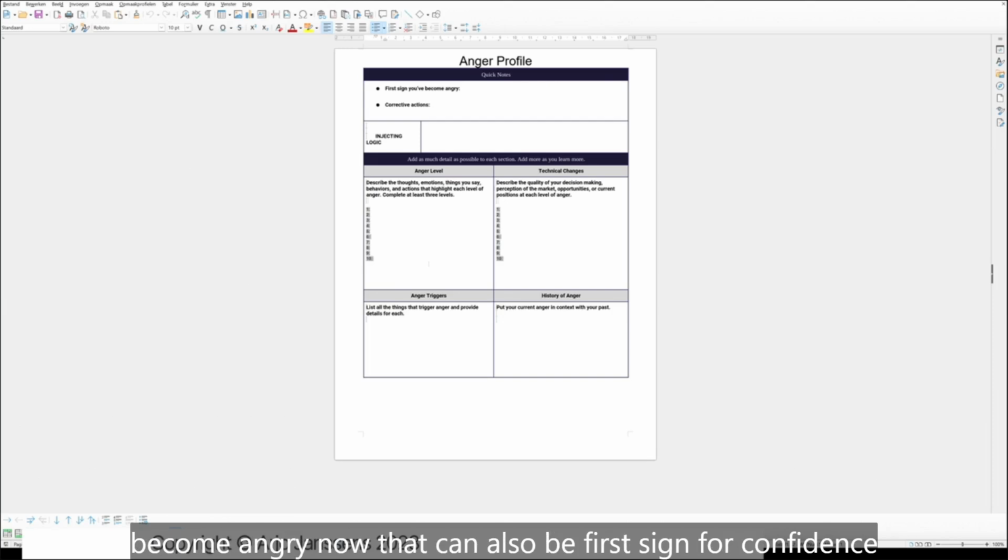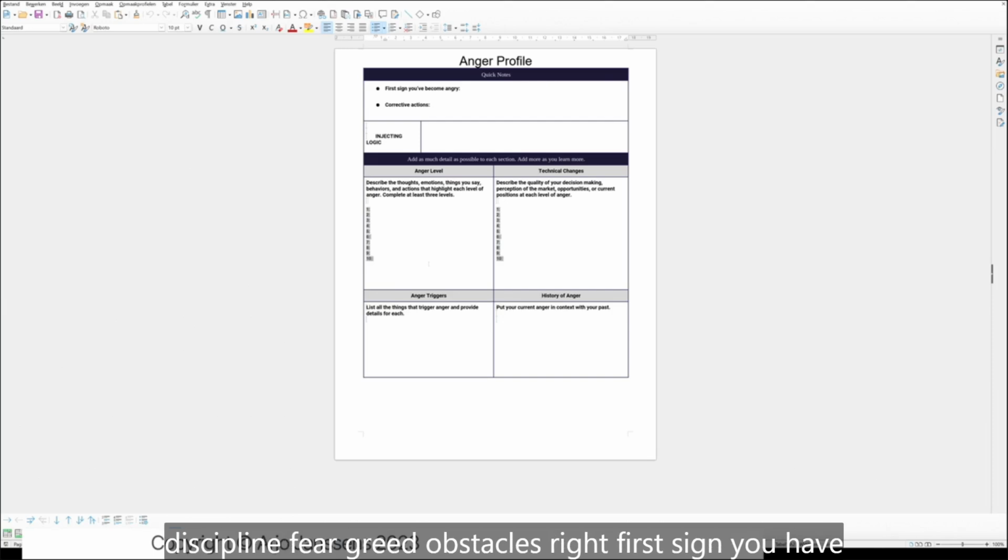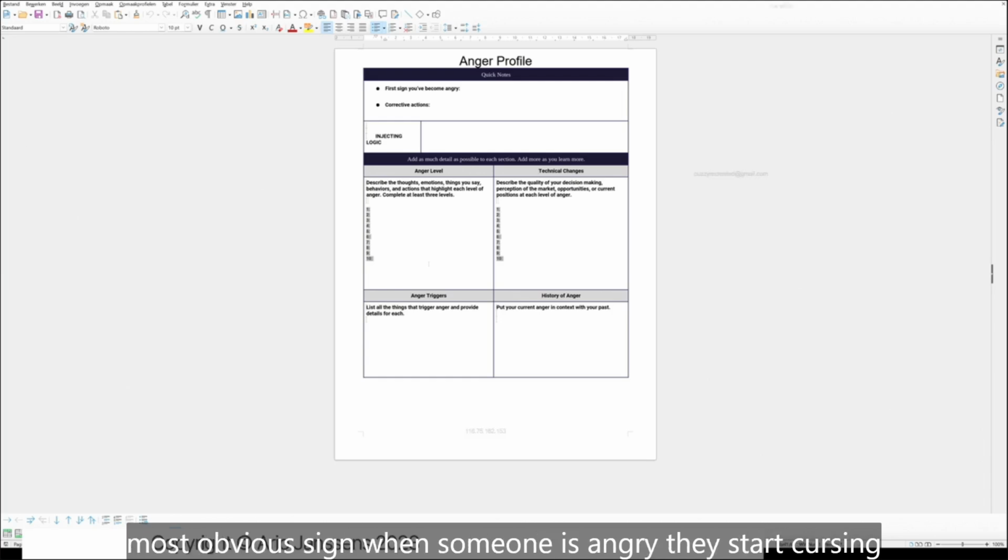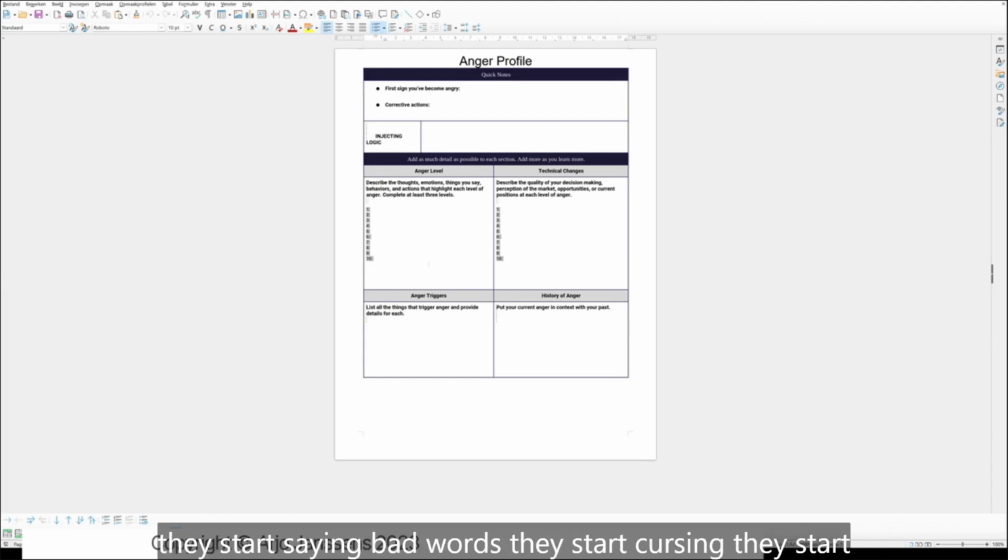Now, that can also be first sign for confidence, discipline, fear, greed obstacles, right? First sign you have become angry. What is the first sign? Well, the most obvious sign when someone is angry, they start cursing. They start saying bad words, for example. So in that sense, you can say, all right, maybe that is my first sign. But once you fill it in more and more and more, you will start to notice even earlier signs.